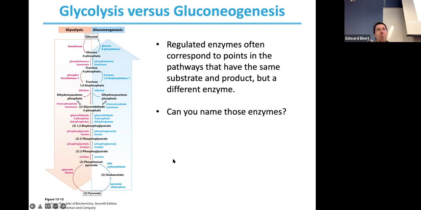More importantly, what I really want you to take away from this is that our regulated enzymes are quite often, almost always, the ones that have the same substrate and product, but a different enzyme to go from one way to the other way. So glucose to glucose 6-phosphate requires hexokinase. If you want to go back the other way, though, you have glucose 6-phosphatase to remove that. Because we have 2 different enzymes, those are the targets for regulation.